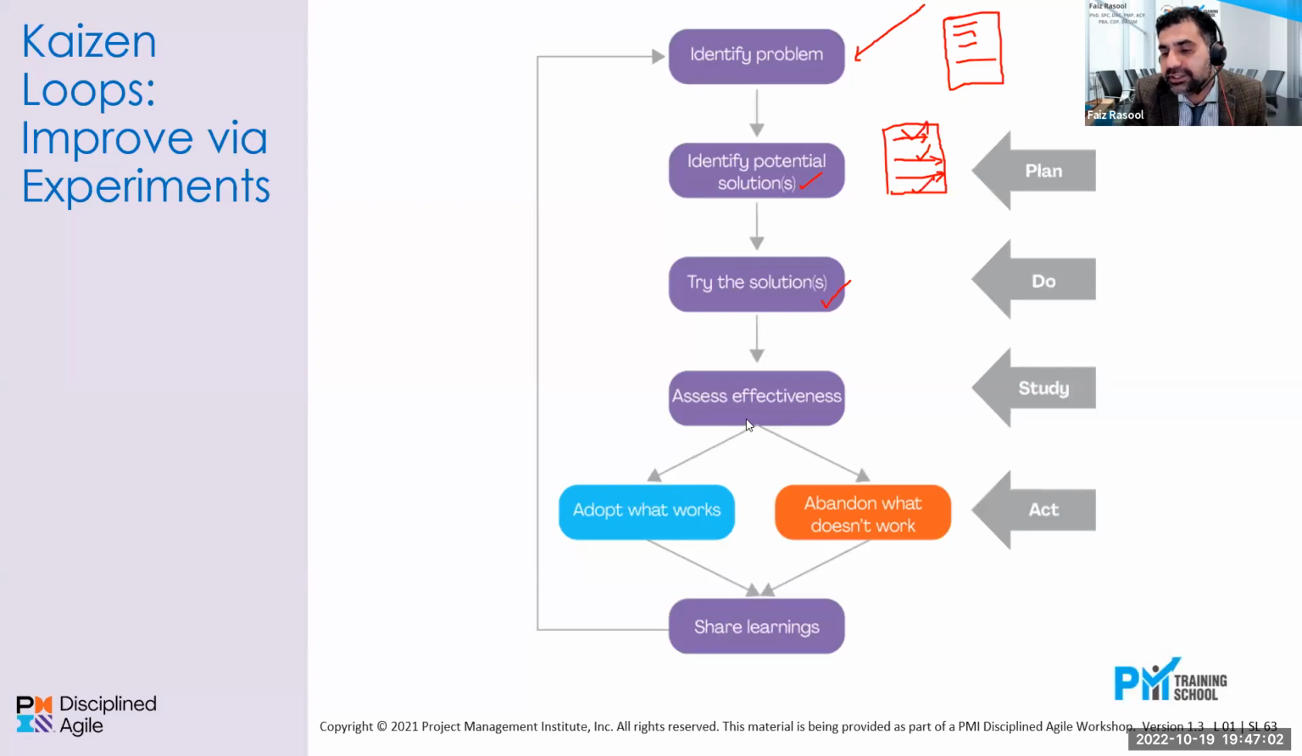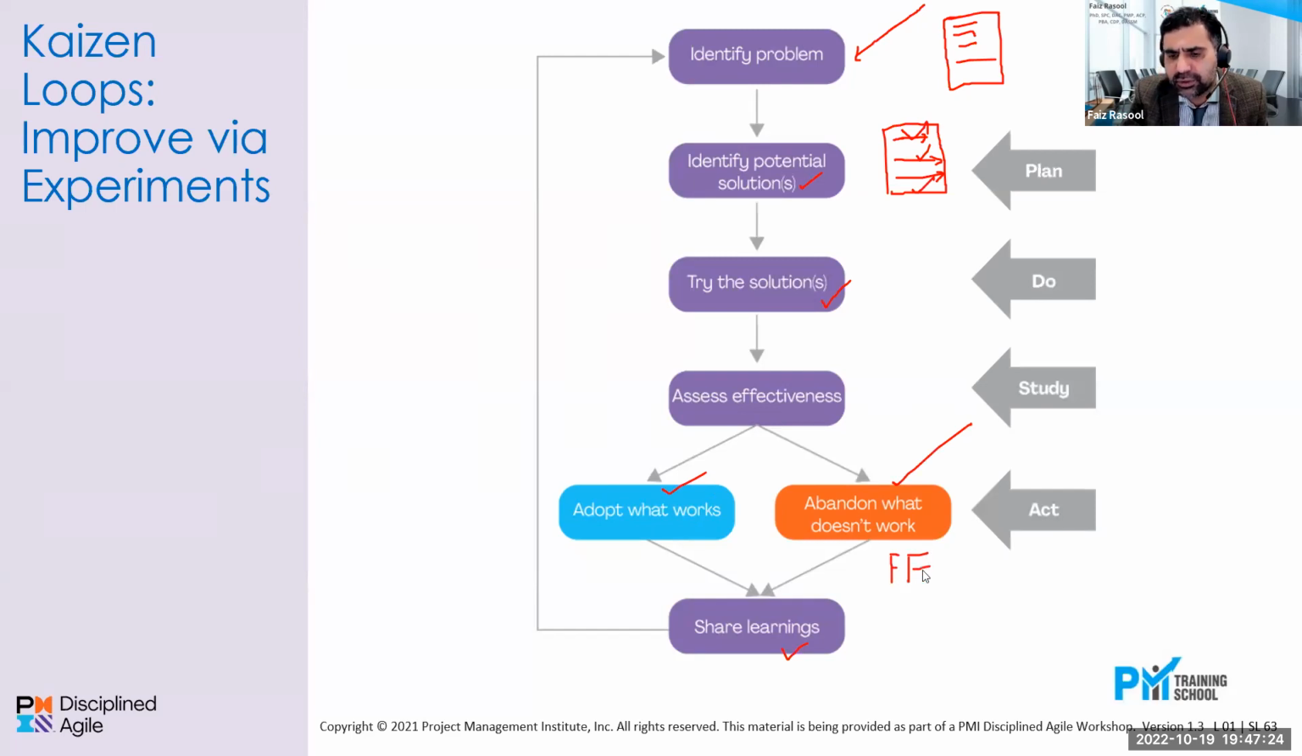But nevertheless, whatever solution we are implementing, we should be assessing its effectiveness. We should be studying its performance. If it works, that's beautiful. We should be adopting this strategy. If it doesn't work, it's okay. Abandon it, because in any case, we will have some learnings. This is called failing fast.